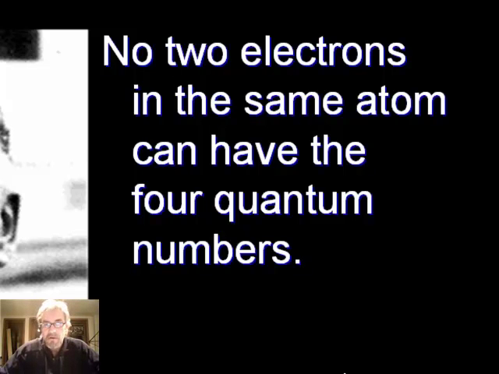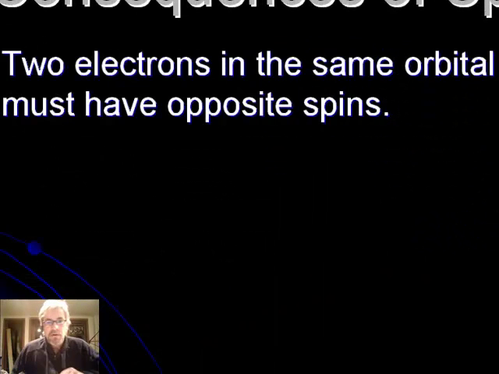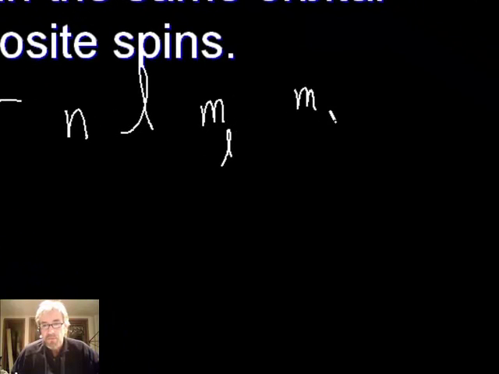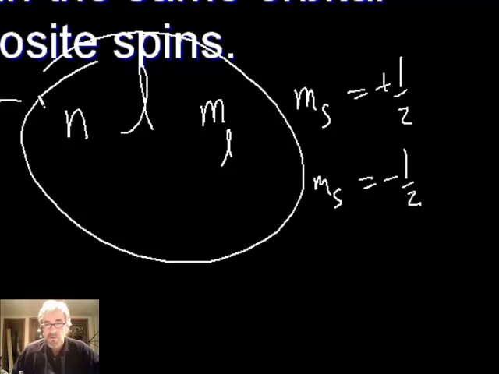Here are the consequences of that for electrons that are in the same atom. Any two electrons in the same orbital have to have opposite spins. Here's why that's true. If they're in the same orbital, then their n is the same, their l is the same, they're in the same subshell, their m sub l is the same because that's what designates an orbital, and if one of them has an m sub s that's plus 1/2, the other one has to have m sub s equal to minus 1/2, or all four quantum numbers are the same because these three are all identical for the same orbital.